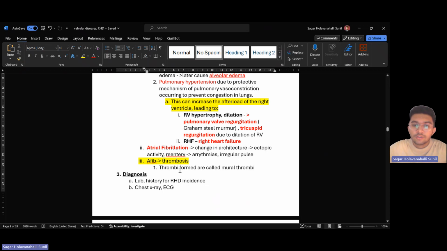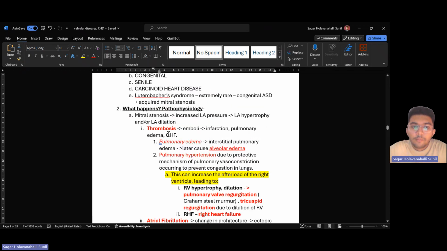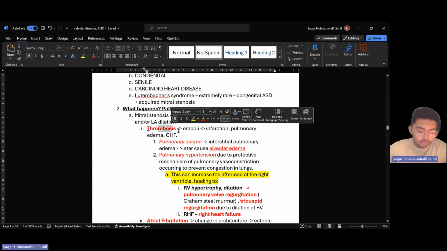The thrombi formed here are known as mural thrombi. Now, the thrombosis will get formed, and with time, maybe the thrombus can break.